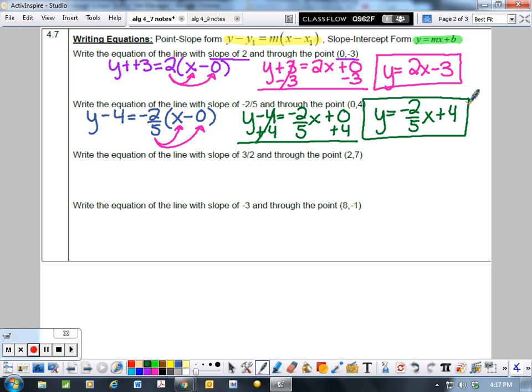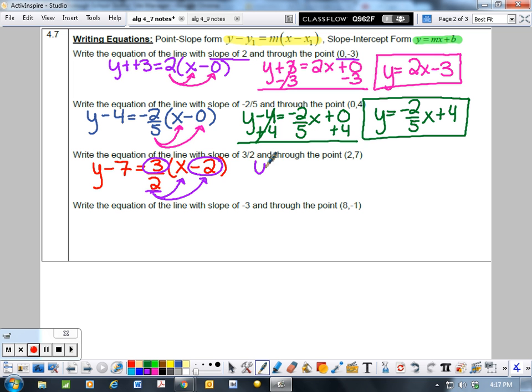Okay, so now we're going to move to the next one, doing the same sort of thing. So y minus the y value of our point equals slope times x minus the x value of my point. So now we're going to get a little bit more complicated here, because now when I distribute, I'm actually having to multiply that fraction. So when I multiply in by the x, I just get 3/2 x. But when I multiply in by the 2, I am going to multiply 3 times negative 2, and then I'm going to divide by the 2.